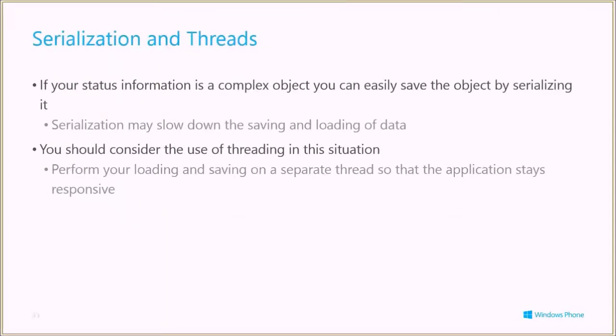Serialization and threads. If your state information is a complex object, you can easily save the object by serializing it, and I think we've shown that. Note that serialization may slow down the saving and loading of data, so you should use threading in this situation. That's why we've been using async and await in that one.